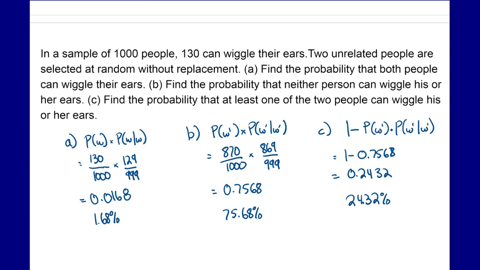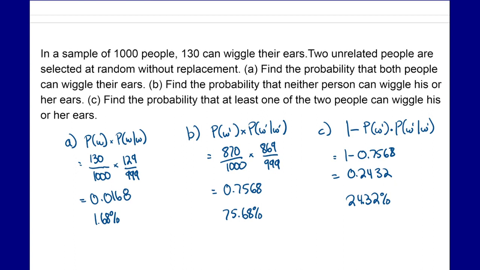At least one of two means one person, whether they're selected first or second, or two people that can wiggle their ears. So you'd have to add up those three scenarios. First, the first person being picked can wiggle, and the second person can't. Then the next scenario, the first person can't wiggle, and the second person can.